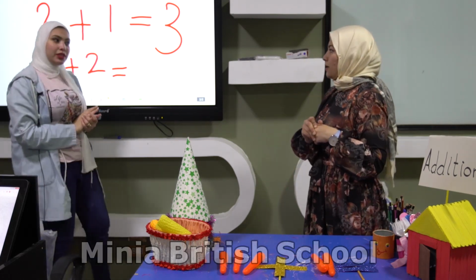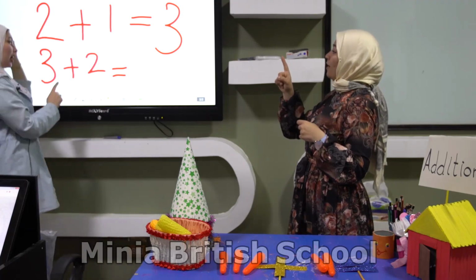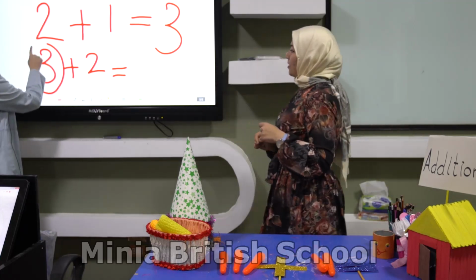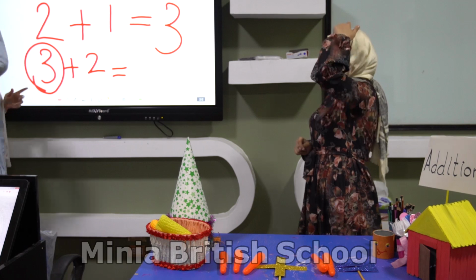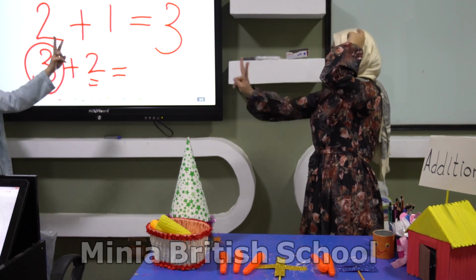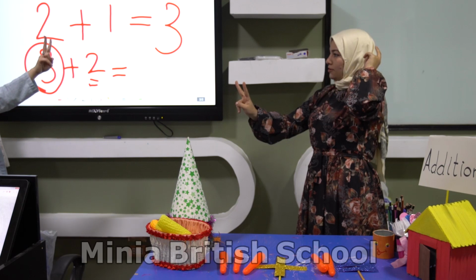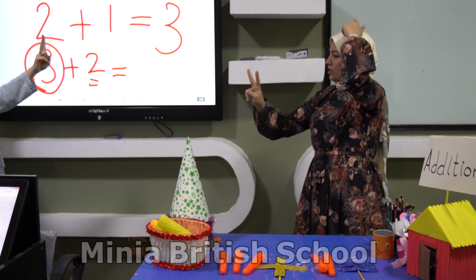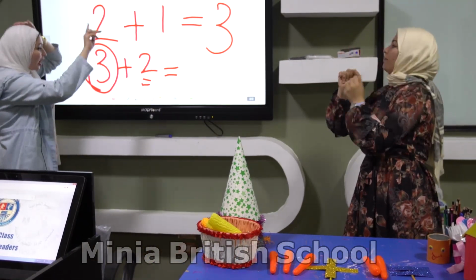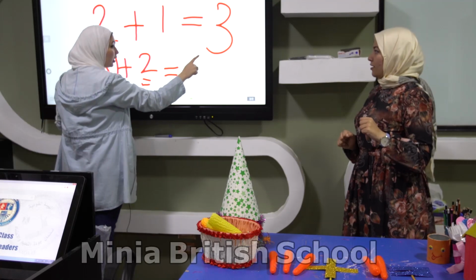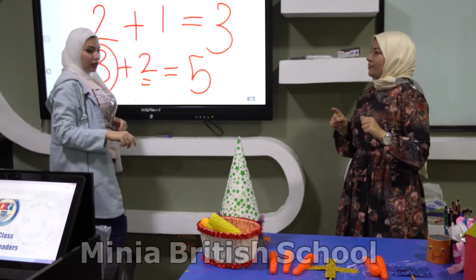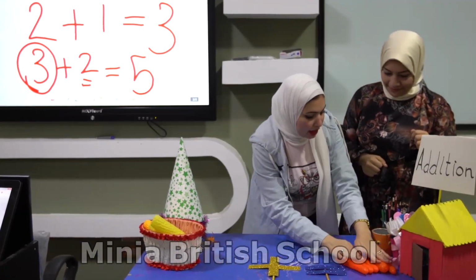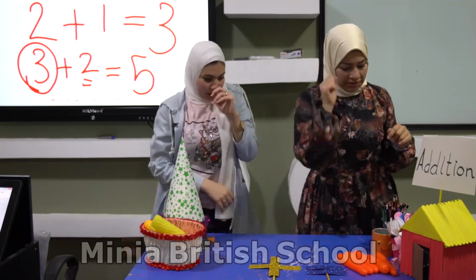What can we do? First, we have to find which one is the bigger number. Three. We will put three in our mind, and two in our fingers. And what will we do? Count after the bigger number. After three, four, five. Excellent. So 3 + 2 equals 5. We will add them together, so it equals 5.